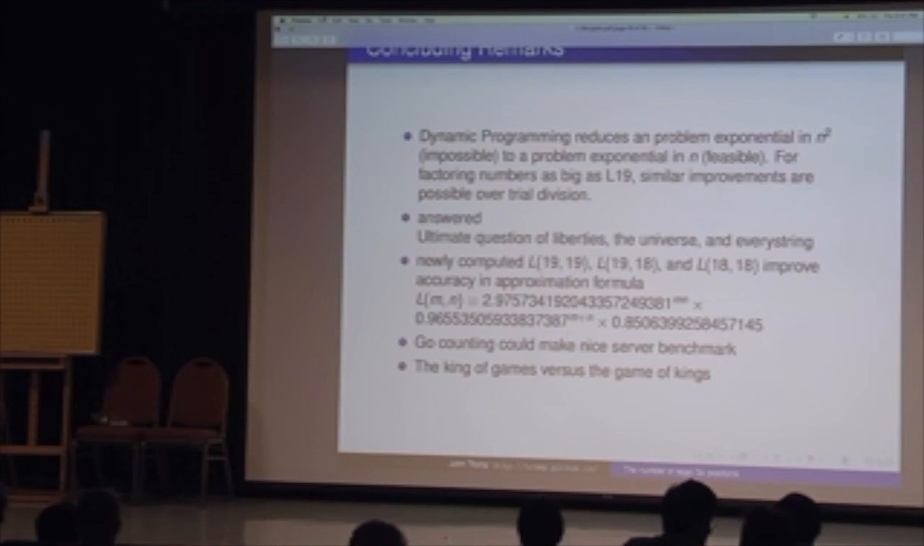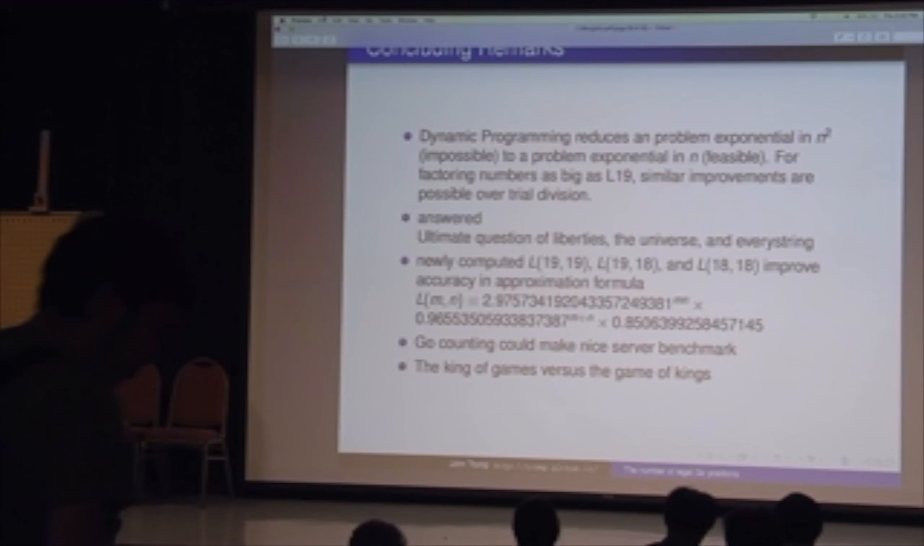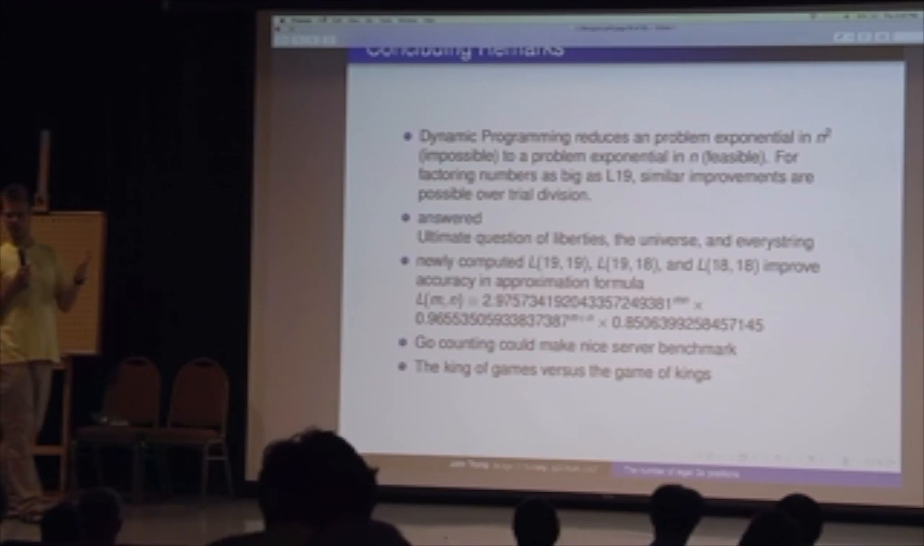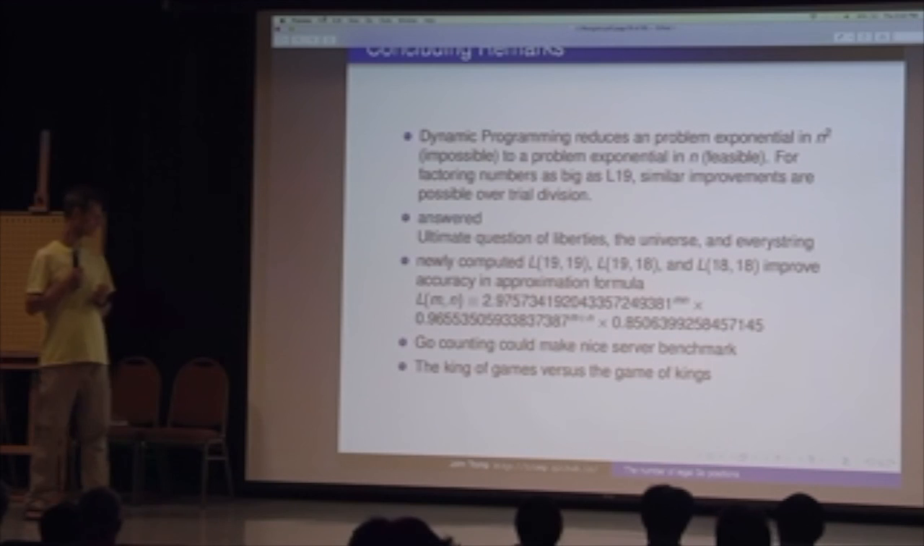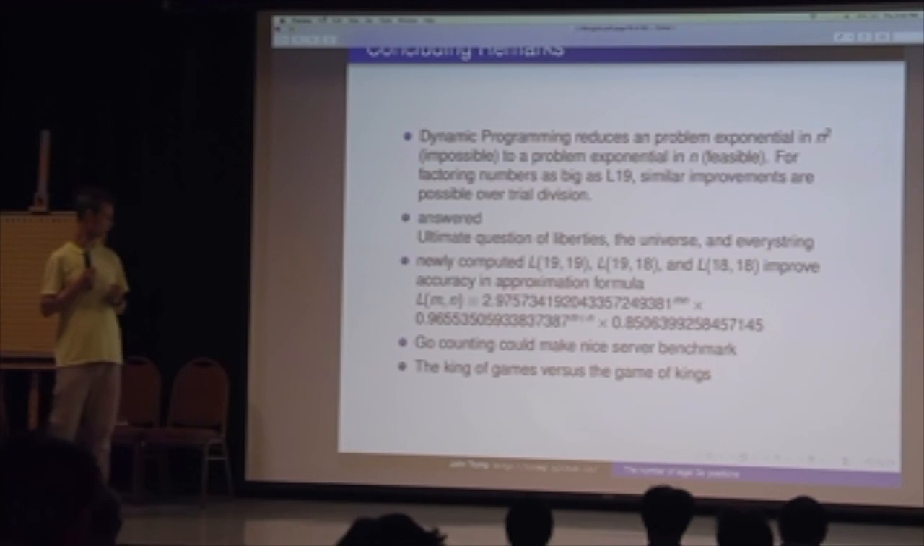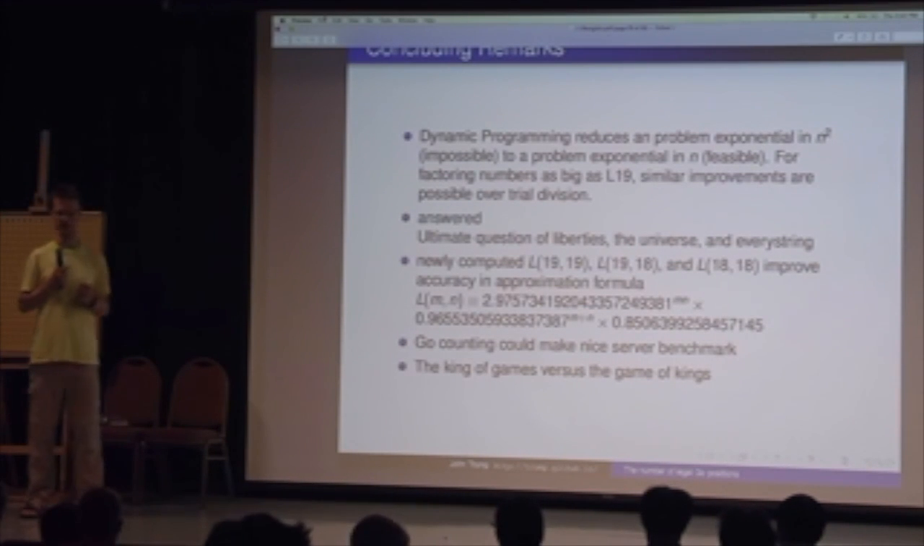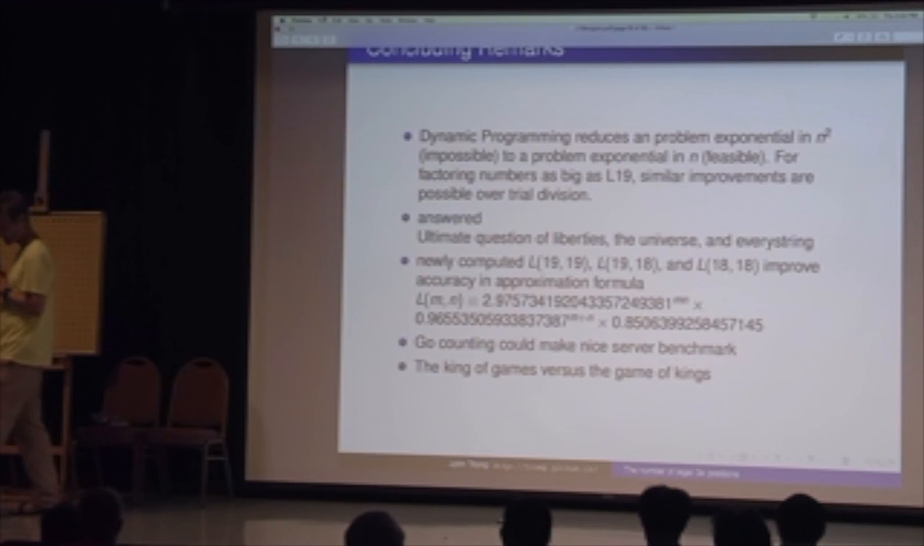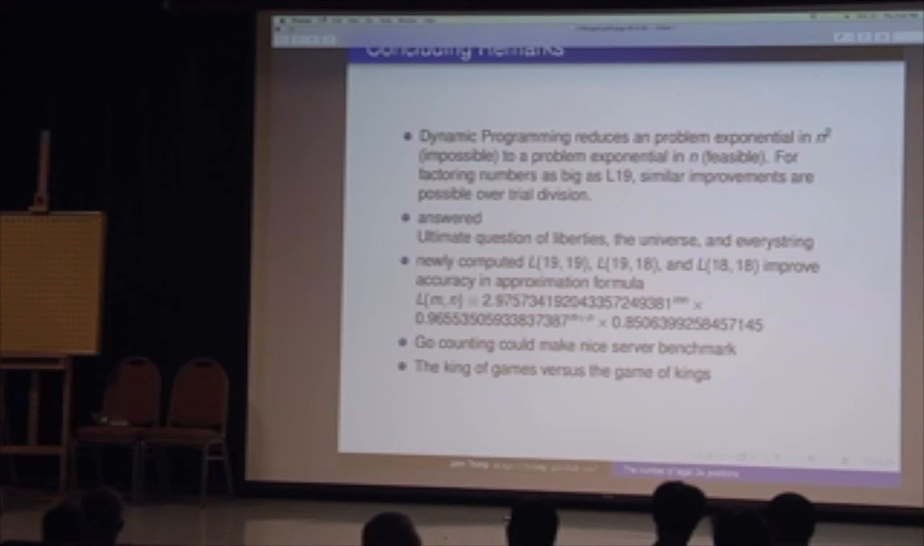So we were able to count Go accurately. So people ask, what about other games? What about chess? The king of games versus the game of kings. With chess, there is no hope that we'll ever get an accurate count. And the reason is that even determining if a single chess position is reachable in a legal game is a very tough question, arbitrarily hard.